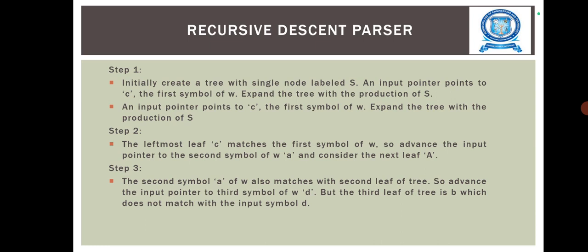Step 2. The leftmost leaf C matches the first symbol of W. So advance the input pointer to the second symbol of W, A, and consider the next leaf A. The second symbol A of W also matches the second leaf of the tree. So advance the input pointer to the third symbol of W, D. But the third leaf of the tree is B, which does not match the input symbol D.